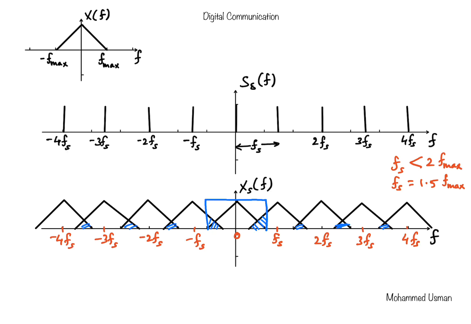And with a practical filter, the problem would get even worse. Because a practical filter may have a gradual transition band, that means it is going to allow even more additional frequencies to come in. So there would be some extra frequencies from this part also that would appear in the reconstructed signal.